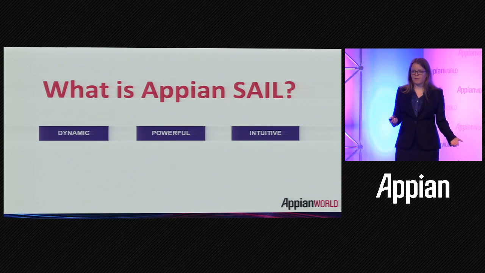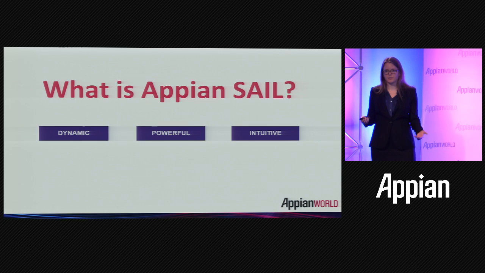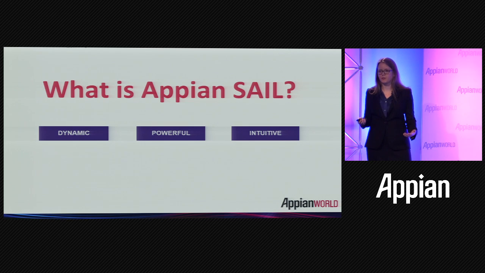And in addition to being that framework, SAIL is also a library of components, so that when you build that interface, the components are intuitive, they're easy to use, they're familiar, they're consistent, and Appian takes care of that for you. All you say is, I want a grid, and then Appian makes the grid happen.